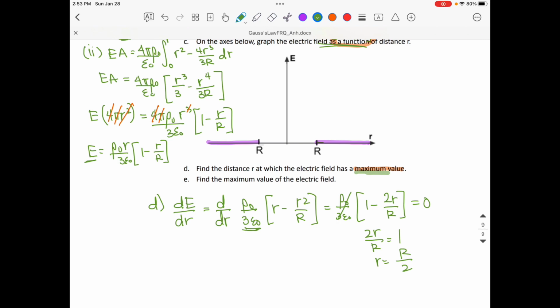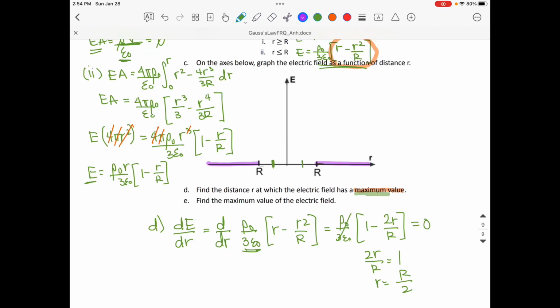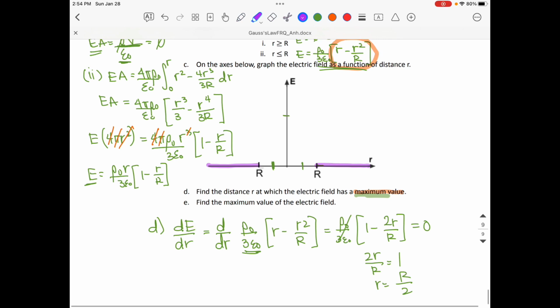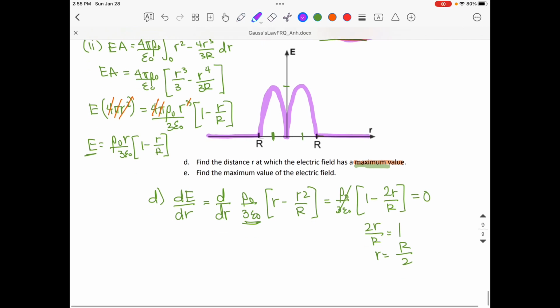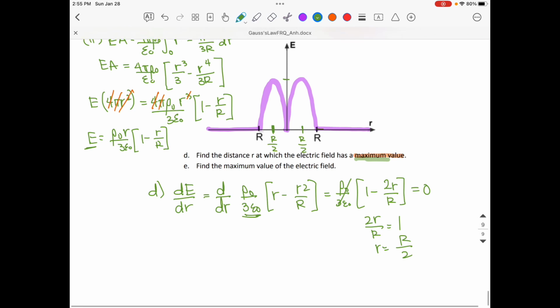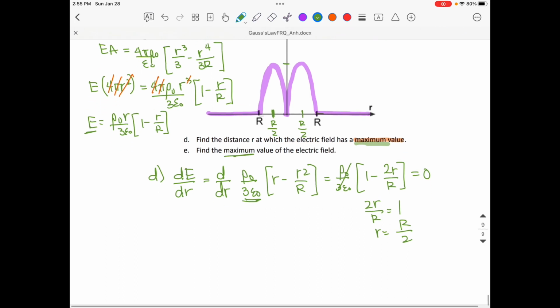So then I can go back to my graph. That's where my maximum value is going to be. I'm going to just call an arbitrary maximum value there. And I know that it is an r squared here, so it's going to be an upside down parabola. So it'll look something like this. And let me just label this R over 2. In order for us to figure out what that maximum value is, we're going to do part E.